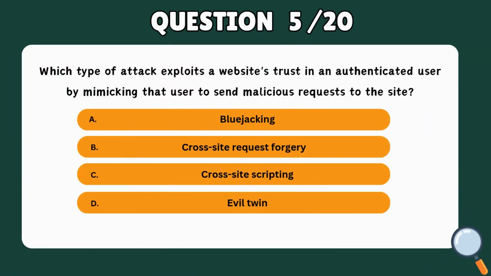Question 5. Which type of attack exploits a website's trust in an authenticated user by mimicking that user to send malicious requests to the site? A. Bluejacking. B. Cross-site request forgery. C. Cross-site scripting. D. Evil twin. Correct answer. B. Cross-site request forgery.